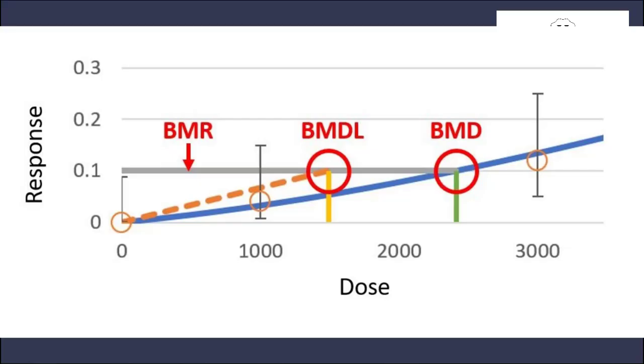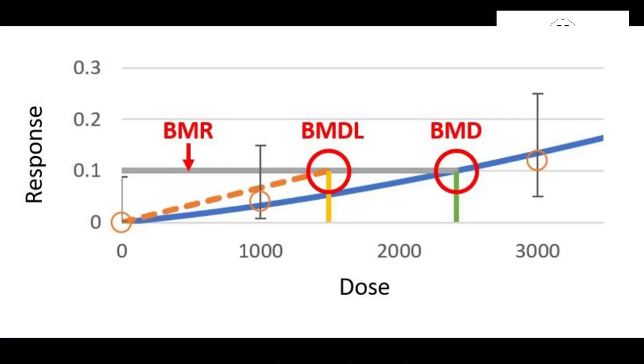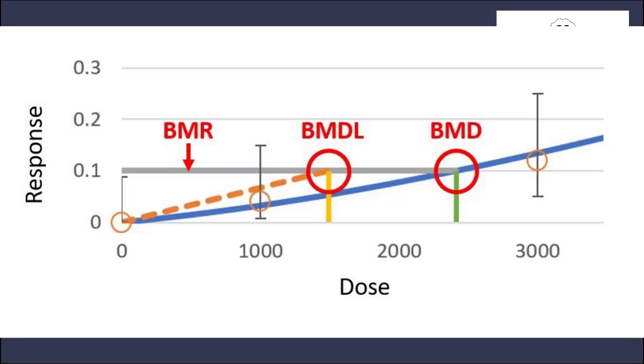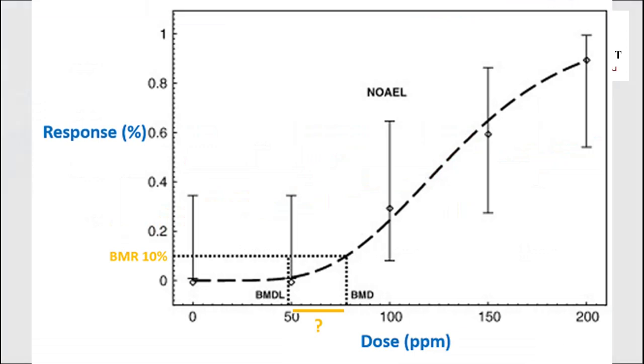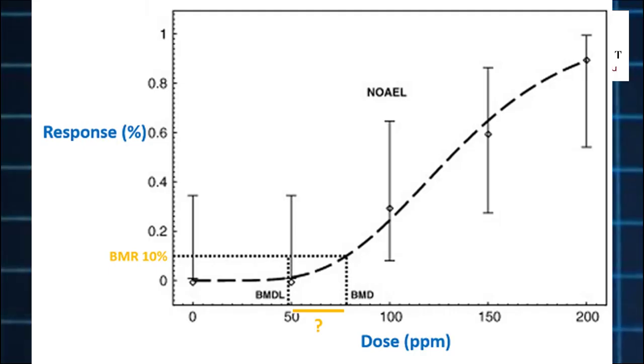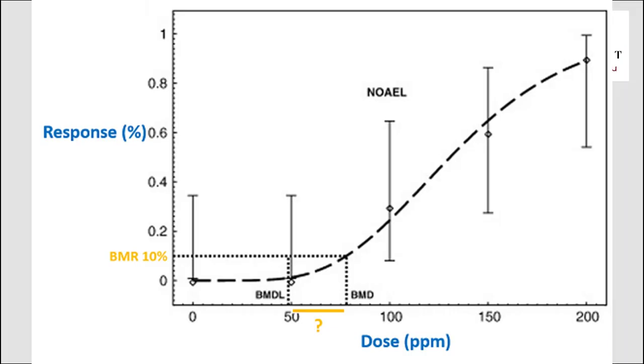Now, the benchmark dose, BMD, is simply the dose on that modeled curve that corresponds to the chosen BMR. If the BMR is 10% extra risk, the BMD is the dose where the model predicts that 10%. Why is this better than the old NOAEL approach? Because BMD uses all the data, not just the one dose that happened to show no effect in a particular study. It is more stable, more reproducible, and less sensitive to study design quirks.